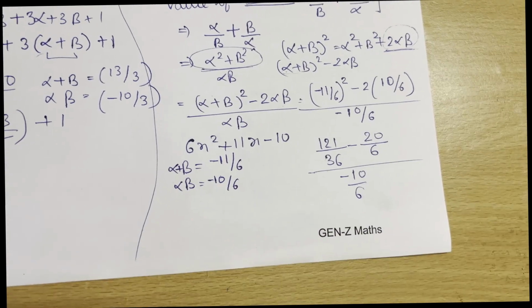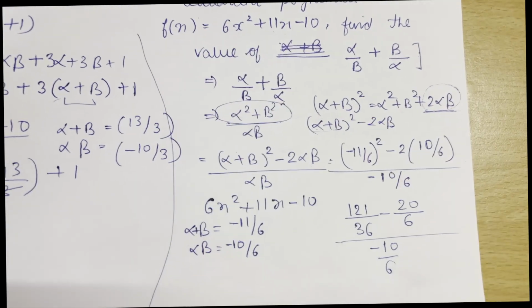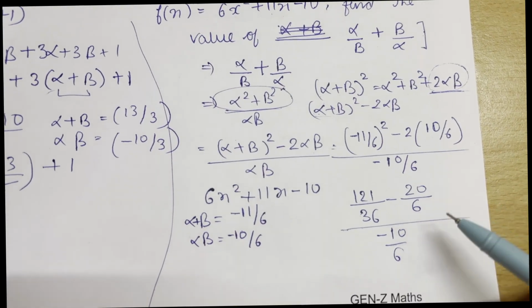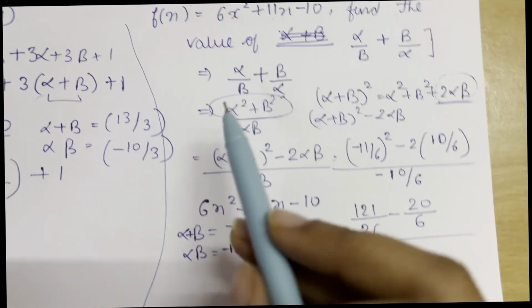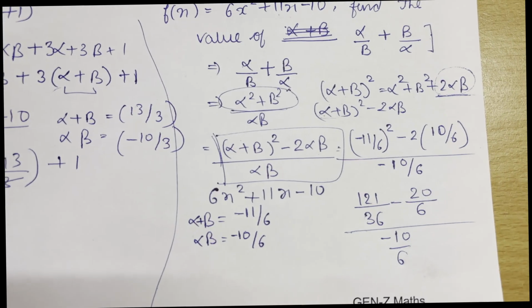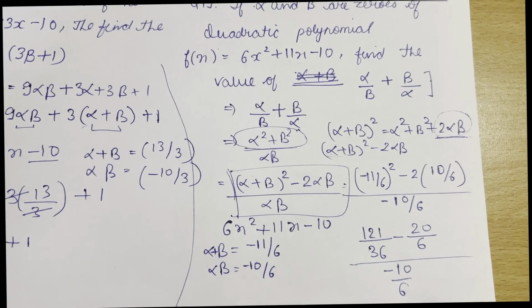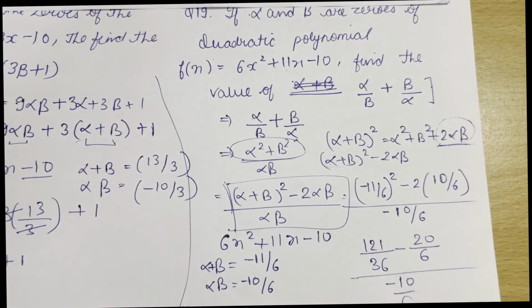And then we simply find out the sum of the zeros of the polynomial, and the polynomial expression is already given, and the product of the zeros of the polynomial, and put the values in the equation. We got this expression and solved it, and the answer we got is minus 1 by 60. Let's continue with another question.